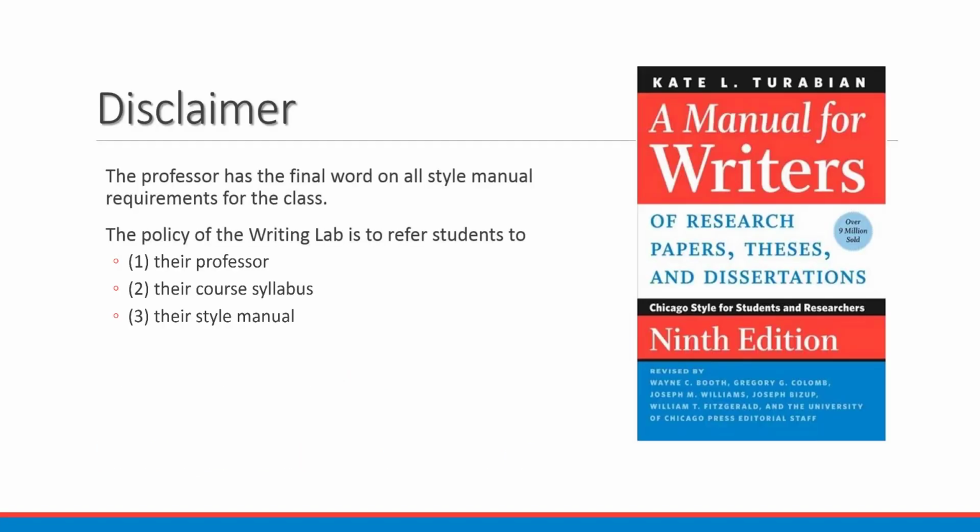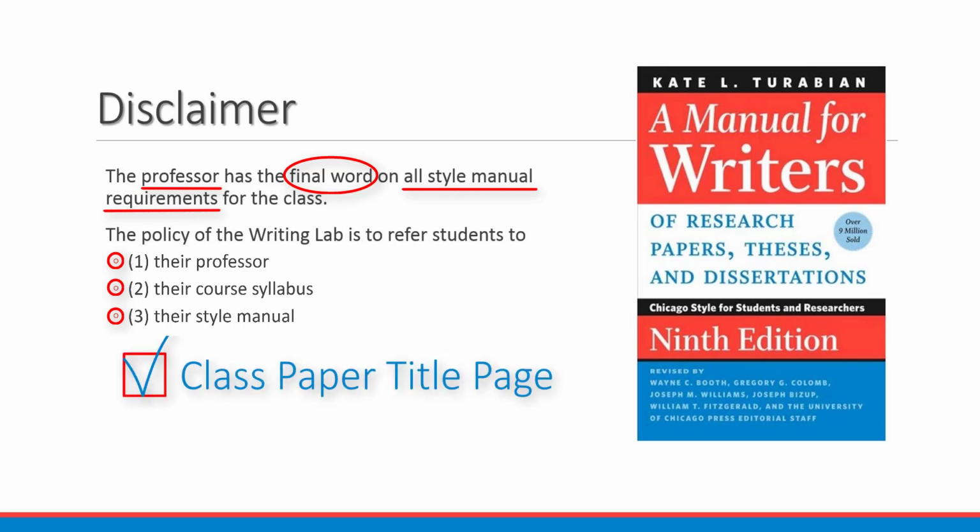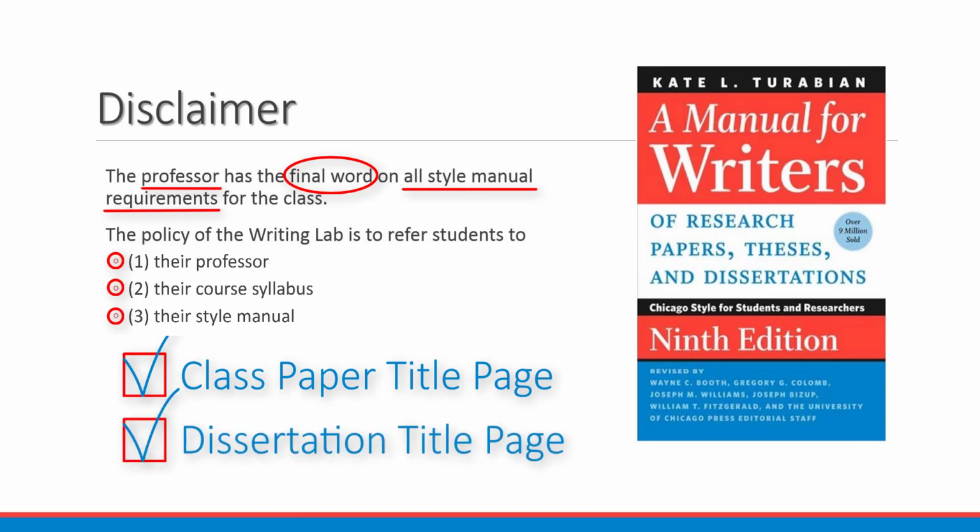Here's a brief disclaimer. Your professor has the final word on all style manual requirements for the class. The policy of the University Writing Lab is to refer students to their professor, their course syllabus, and their style manual. All Turabian formatting papers submitted within your class, regardless if you are an undergraduate, graduate, or doctoral student, will utilize the standard class paper title page. Only doctoral dissertations use the dissertation title page structure, which can vary according to program requirements.